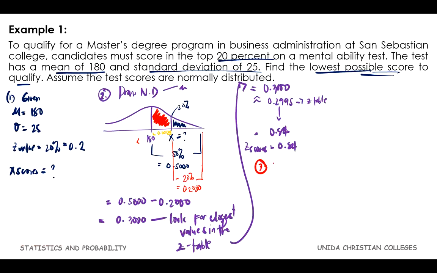Our step 3 is to solve for the formula. Okay? We all know that z value is equal to x minus the average over standard deviation. Ang hinahanap natin ay si x, so ito yun. Ang gagawin natin is, we have to derive the formula which is equal to x scores.